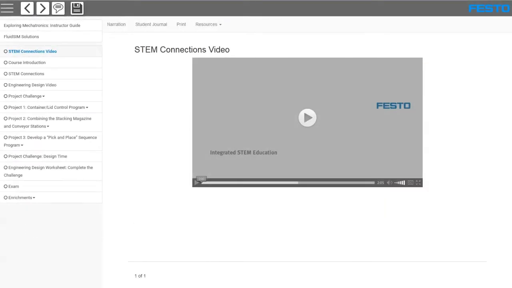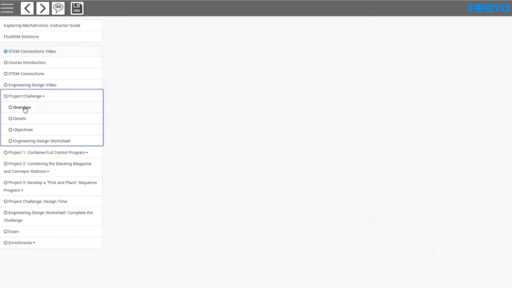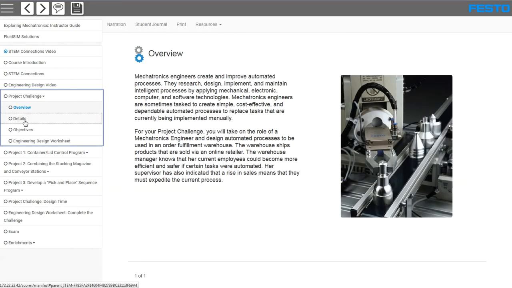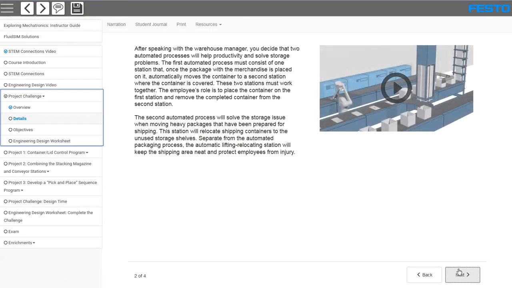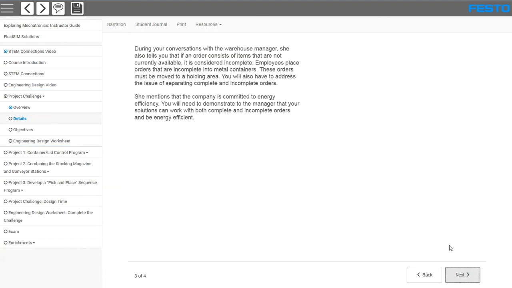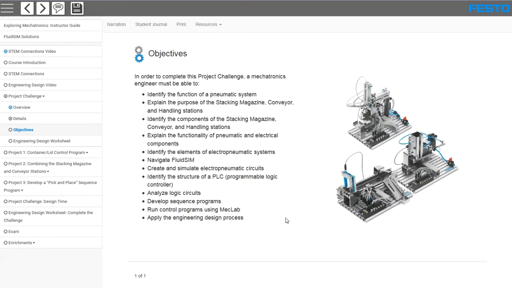The STEM courses are designed with an emphasis on project-based learning with real-world scenarios. Each STEM course is presented with a project challenge path. This overarching challenge is proposed to students when they begin the course. The project challenge and the details are explained, and the constraints that must be considered are identified. The objectives, or the skills and knowledge required to complete the project challenge, are also identified.